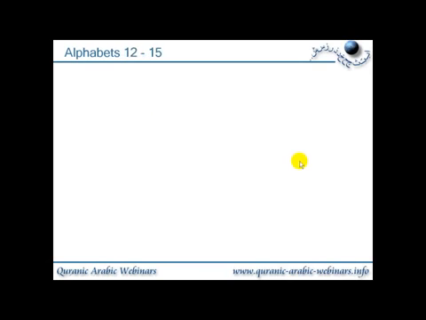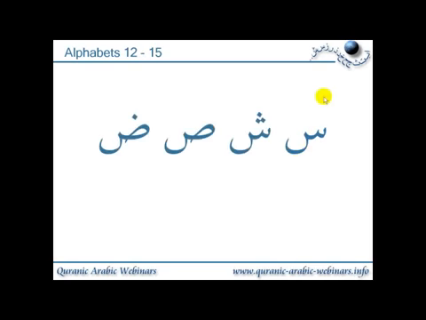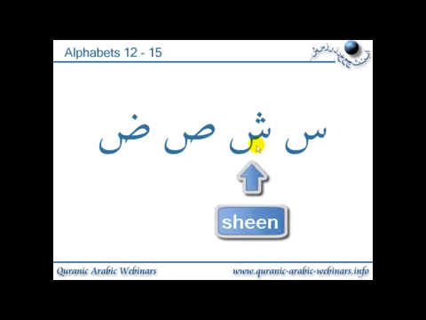Alphabets 12 to 15. Okay, so the first two have the same shape. So it's the two small curves and then the big curve. Second one's got 3 dots. The first one is known as seen. Second one is known as sheen.